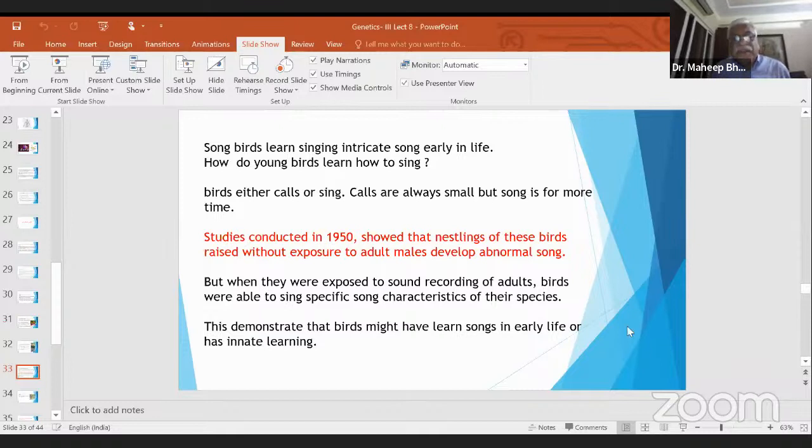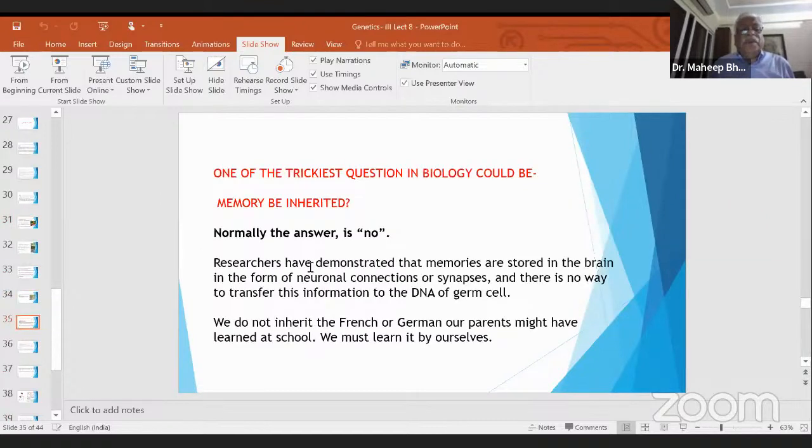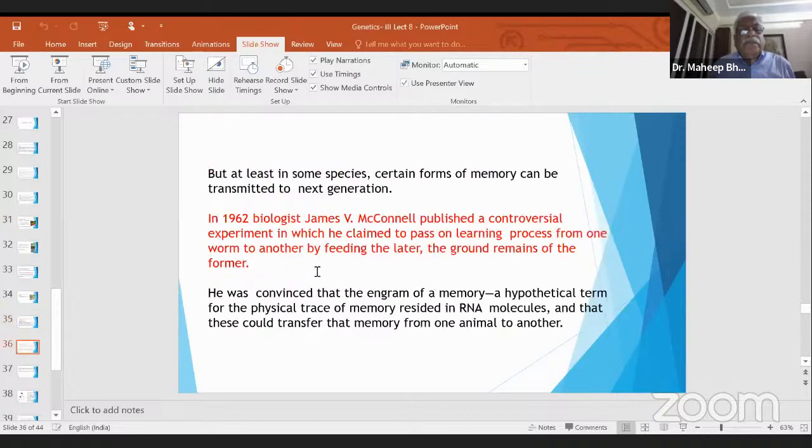This demonstrates that the birds might have learned songs in their early life, or this is some kind of innate learning. This was later explained by several experiments. One very interesting experiment was conducted by a person called James V. McConnell. He published this experiment and said that this type of learning is passed from one generation to another as an innate transfer, meaning before birth, these kinds of learnings are transferred from one generation to another. What he did was, he used two worms, and he fed one worm to another worm.